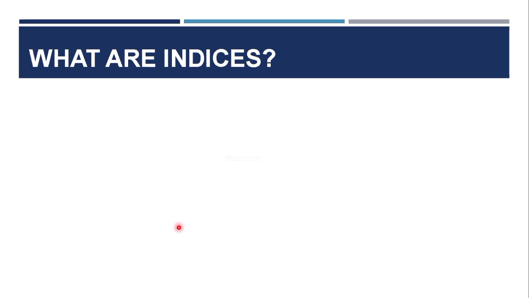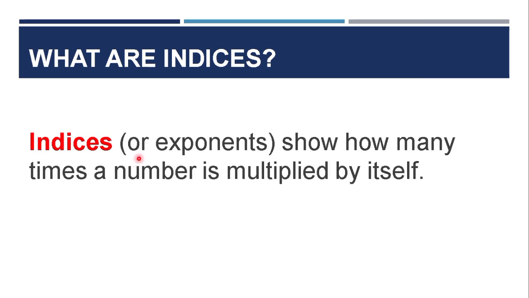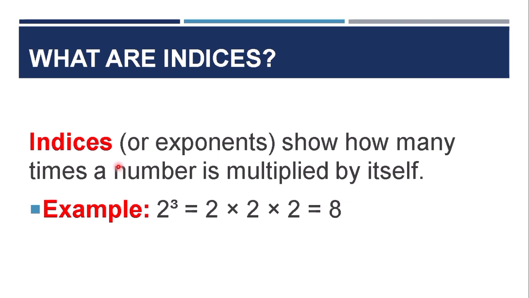Now, what are indices? Indices or exponents show how many times a number is multiplied by itself. For example, if you have 2 exponent 3, it means you are multiplying 2 by itself 3 times. So you have 2 by 2 by 2, and that will give you 8.